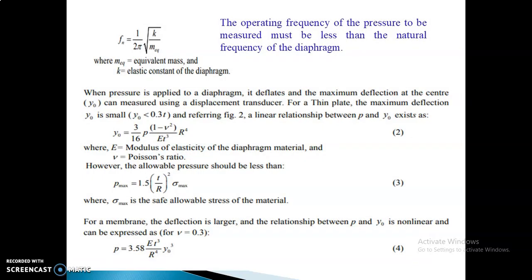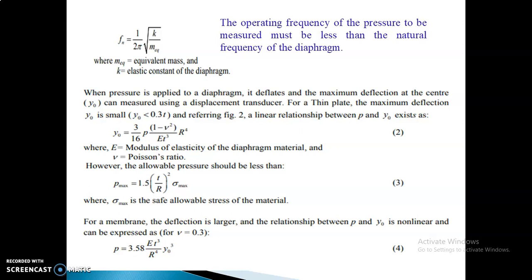The next one is how the frequency is calculated. So Fn is equal to 1 by 2 pi into root of K by M equivalent. M equivalent is nothing but the equivalent mass. K is the elastic constant. Here the operating frequency is always less than the natural frequency of the diaphragm. So accordingly we have to design. Then here I have listed two equations. They are based on the types we are going to use.